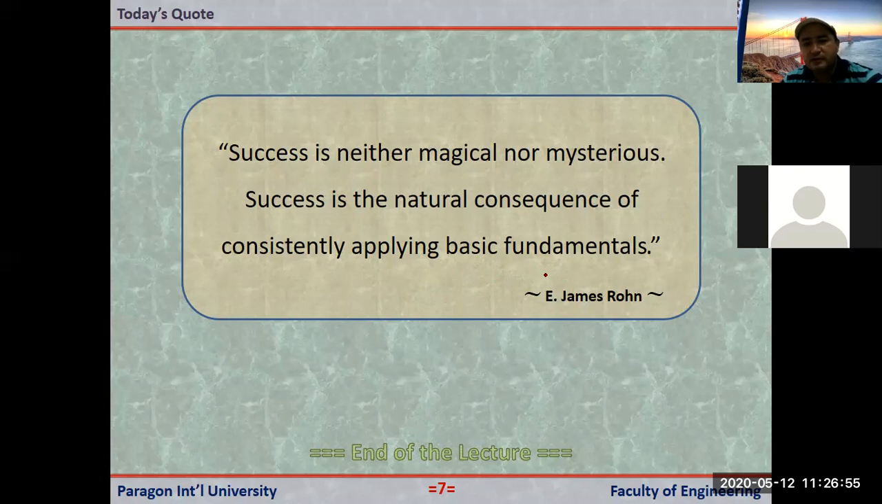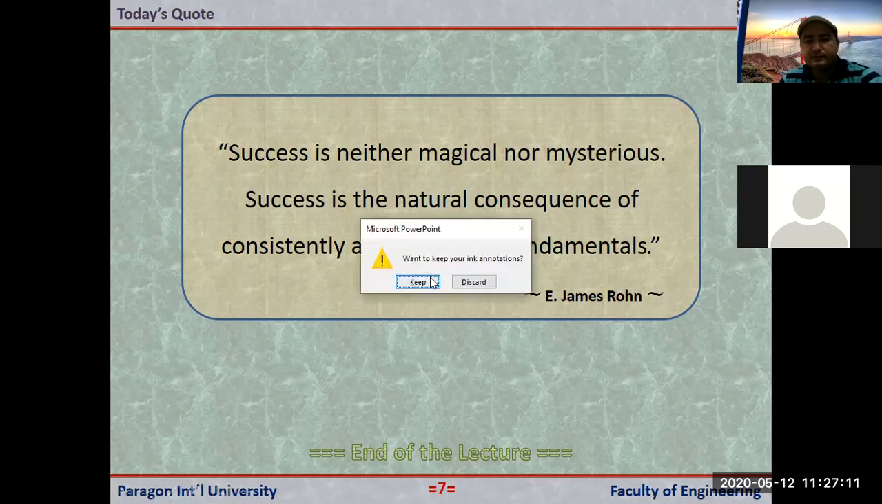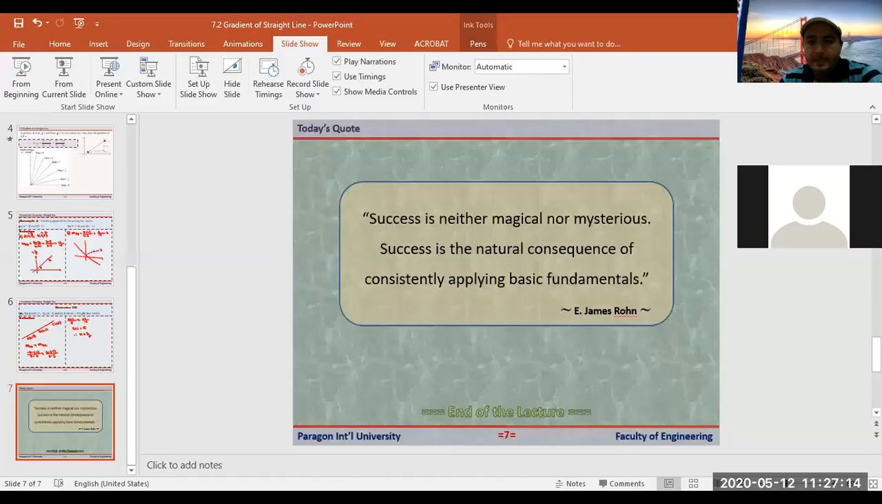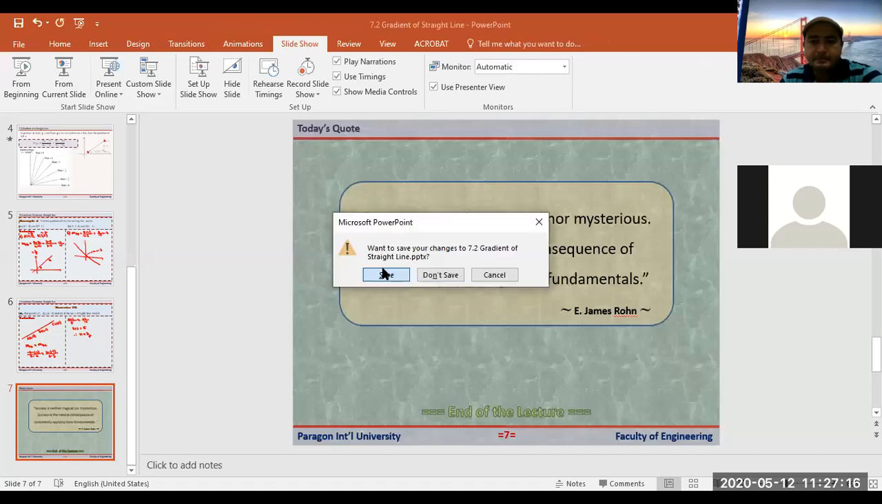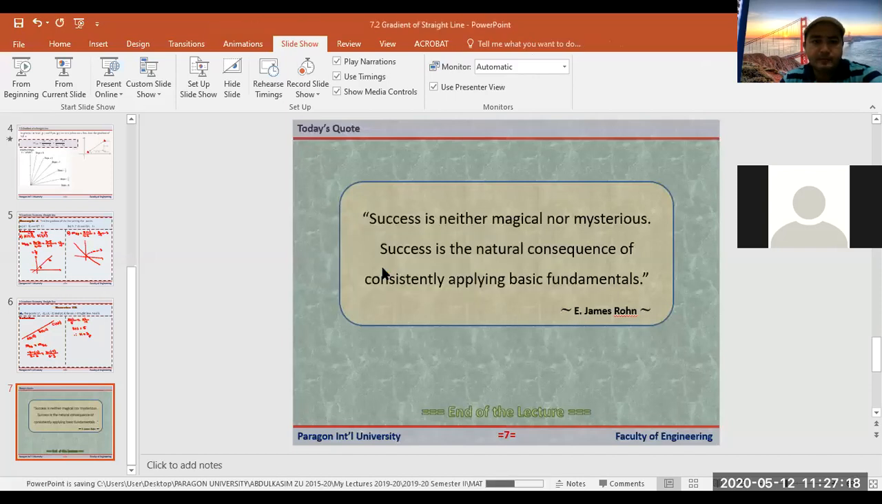Guys, that's all about the distance between 2 points and how to find the slope or gradient of a straight line. Now we will talk about the equation of a straight line. I'm closing this session, these slides. All right, give me a minute.